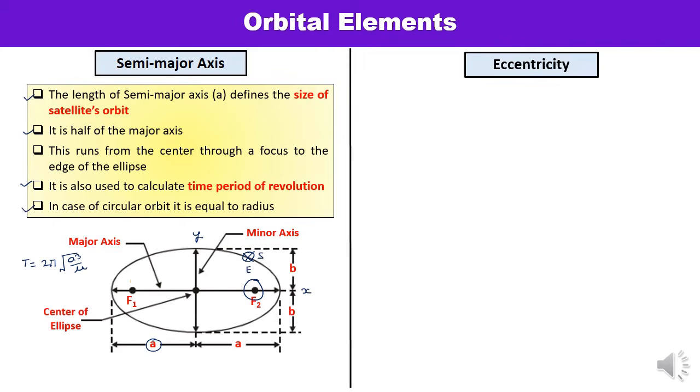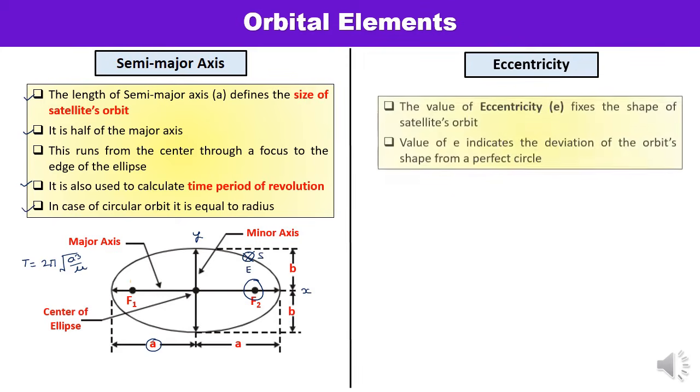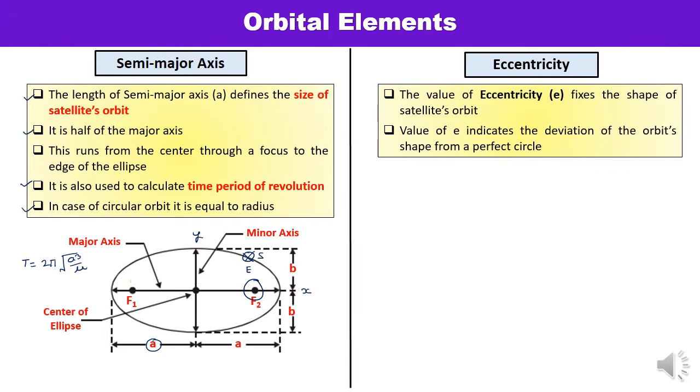The next orbital element is eccentricity. Eccentricity is denoted by e. The value of e fixes the shape of the satellite orbit. If the value of e is 0, the shape of the orbit is a circle. But for an ellipse, the value must be greater than 0 and less than 1. The value of eccentricity indicates the deviation of the orbit shape from a perfect circle. How much deviation is there, actually?